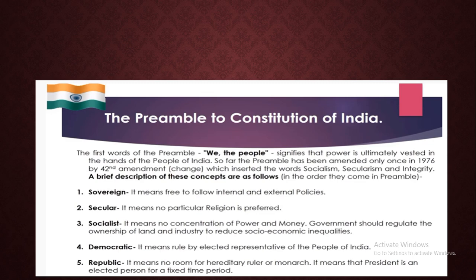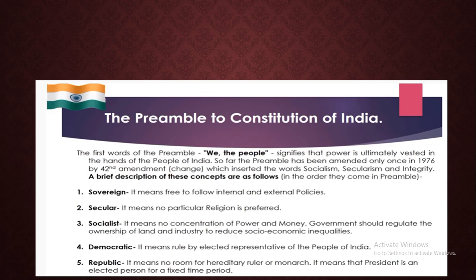Unlike Great Britain, which has what is called parliamentary sovereignty, in India we have what is called popular sovereignty, which means the source of authority, which is the constitution, is actually the people of India. So the preamble signifies that important aspect of the constitution, in which the people are the most important part of the country, and therefore the government of the day should strive towards materializing the interests of the people of the nation.